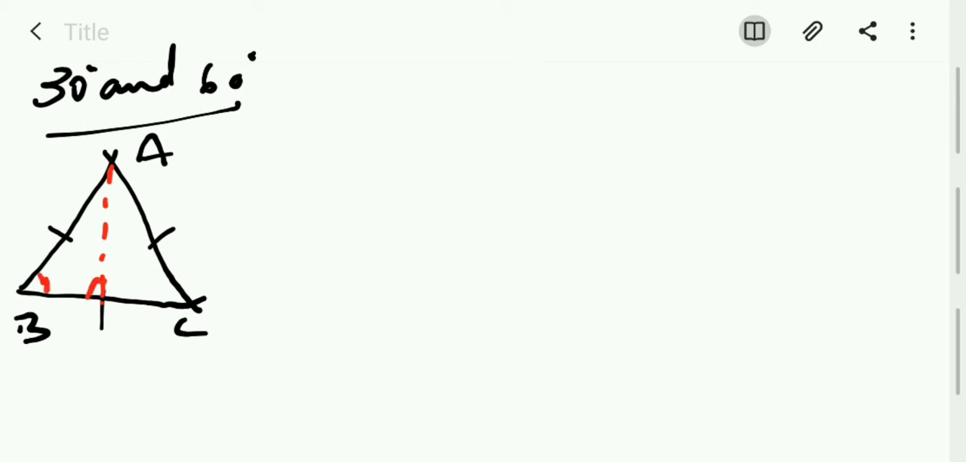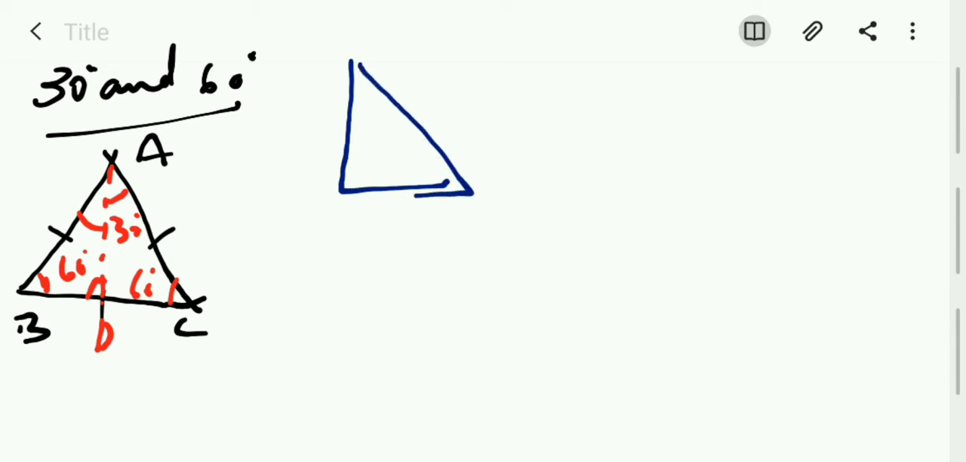All the angles are 60, 60, and this is also 60. But look at this, this is 30, and this also will be 30. Correct? Now I'll just draw this triangle and name this point as D. I'll just draw the triangle of this part, A, D and C. 90, this is 60 and this is 30.